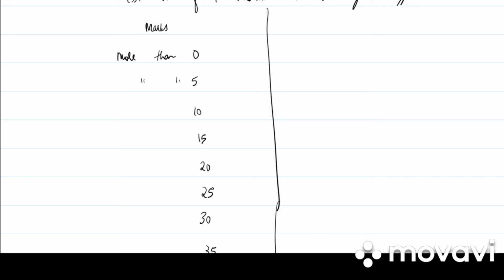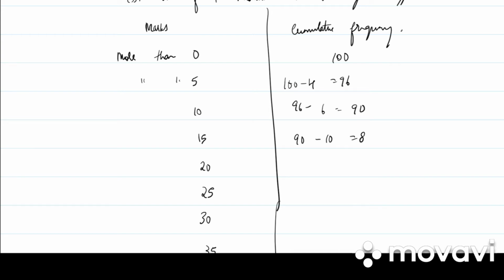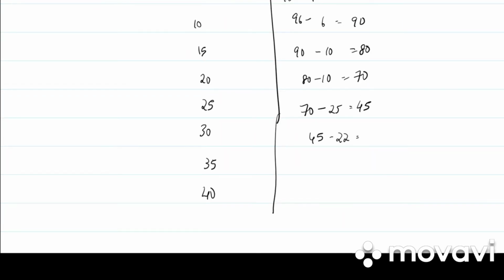So what will be our second column? It is cumulative frequency. So the first number would be 100. Then we have 100 minus 4, 96. 96 minus 6, 90. 90 minus 10, 80. 80 minus 10, 70. 70 minus 25, 45. 45 minus 22, 23. 23 minus 18, 5. 5 minus 5, 0.